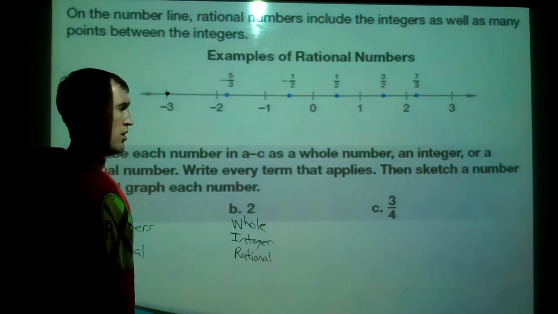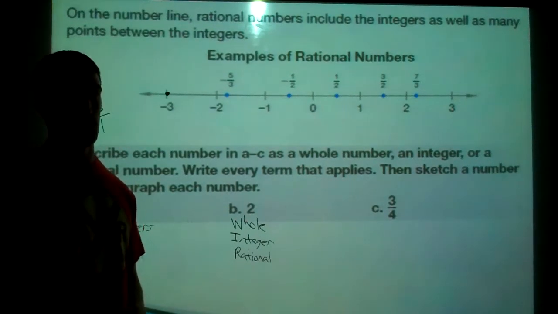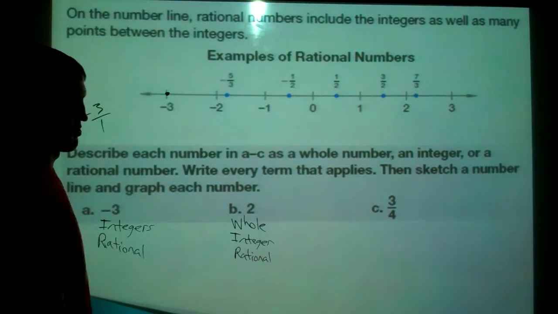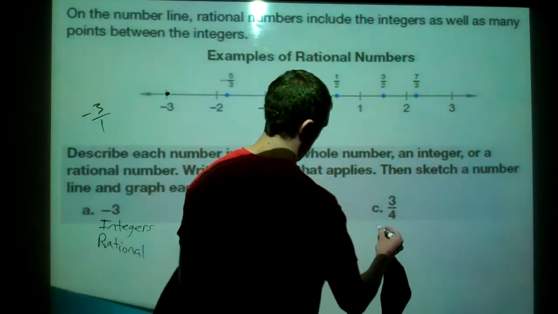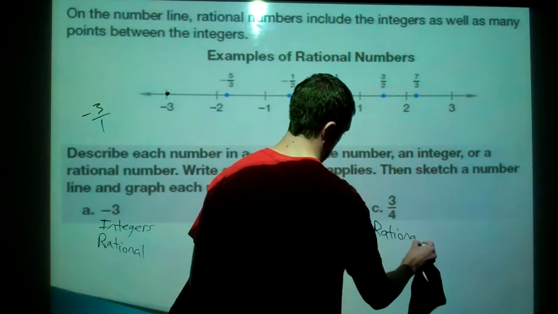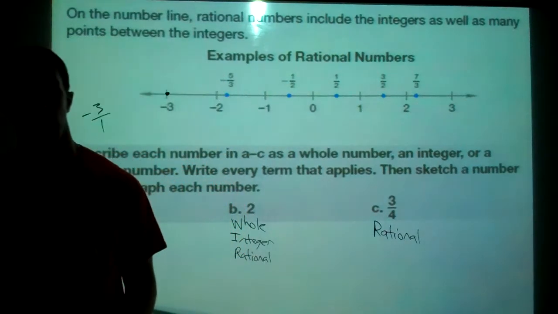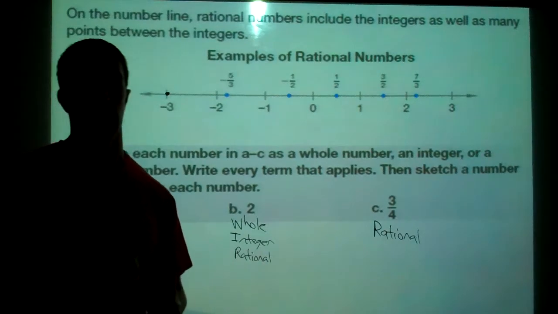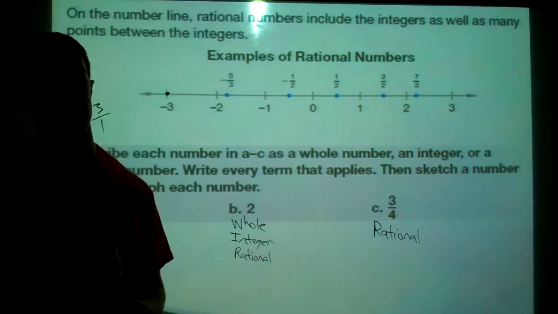And C, is C a whole number? No, because we have a fraction. Is it an integer? No, because we have a fraction. Is it a rational? Yes. So this one is only 1. So, something to note. Just because you know it's part of one group, make sure you check the other groups too, because it might be a part of something else.